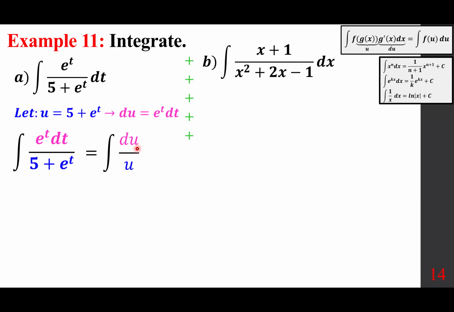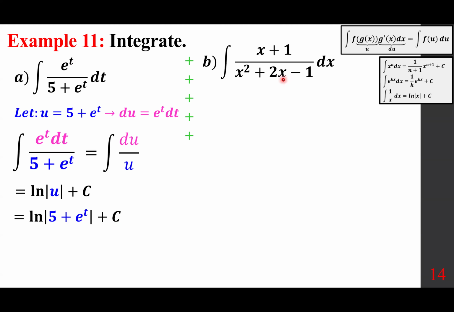It's a natural log. And replace the u. The final answer is ln of absolute value of 5 plus e to the power of t plus a constant. This expression is always positive, in fact, larger than or equal to 5. You can drop the absolute value and make it into parentheses.